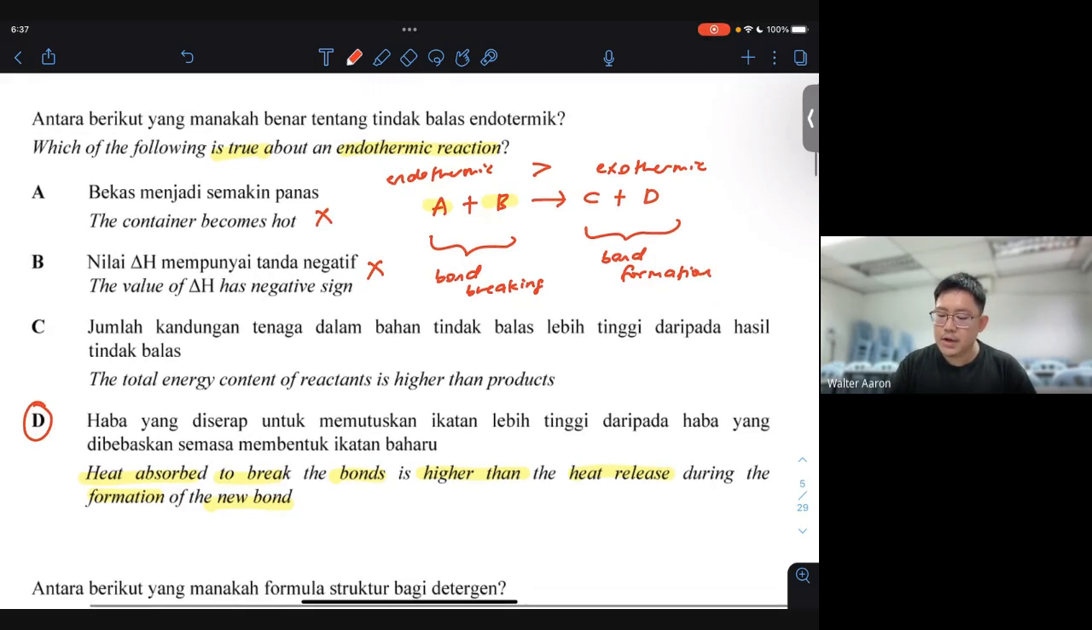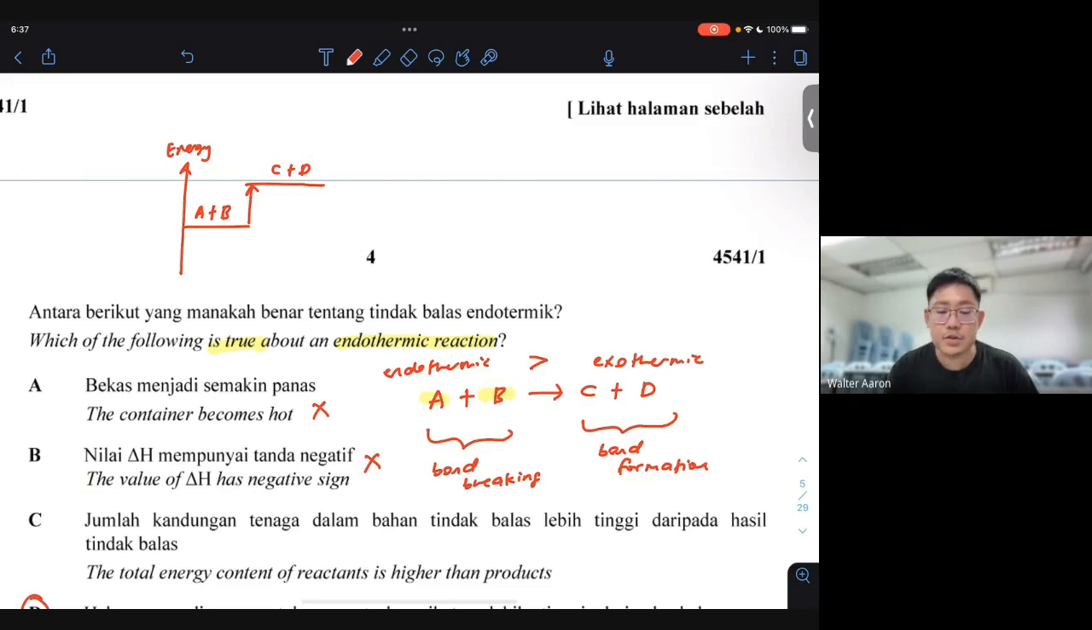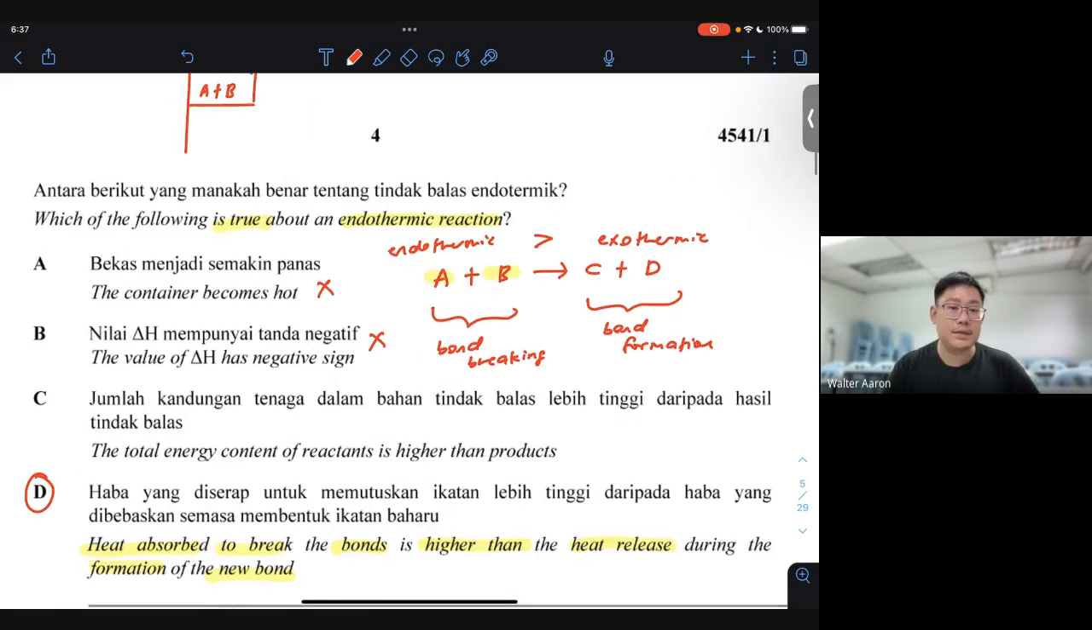And then for C, the total energy content of the reactants is higher than the products. This is not true, right? For endothermic reactions, the energy content of the reactants should be lower than the products. That's why if you take a look at the energy level diagram for an endothermic reaction, you realize that it is actually an arrow upwards, all right? So this is to prove to you that the reactants will have a lesser amount of energy compared to the products, and the delta H value is positive. So therefore, I would say the answer is D.